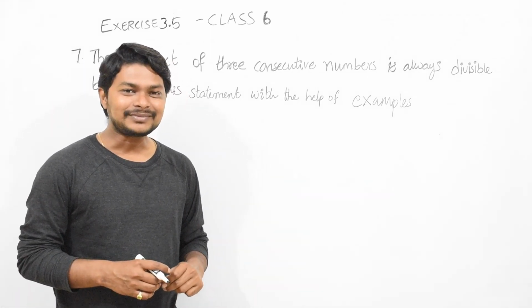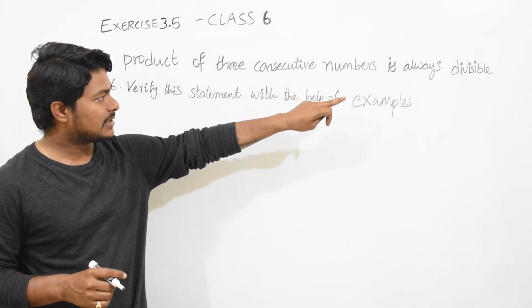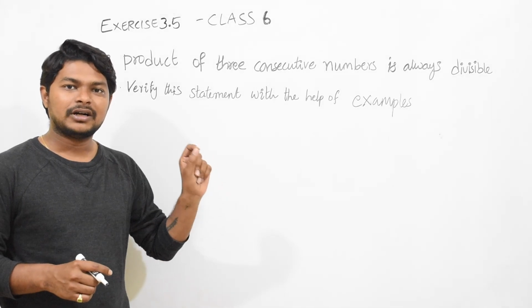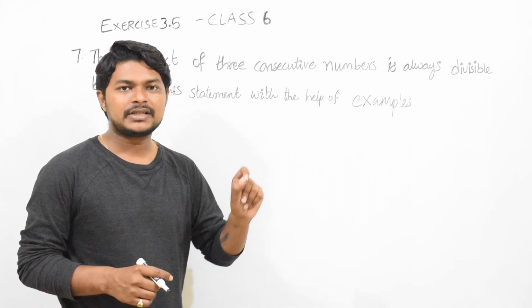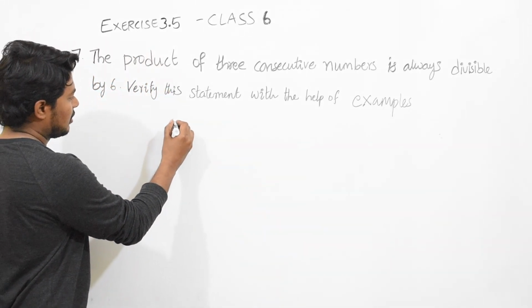Okay, what they are asking is: the product of three consecutive numbers is always divisible by 6. They have given a complete statement. Okay, the product of three consecutive numbers is divisible by 6. Let us take an example.